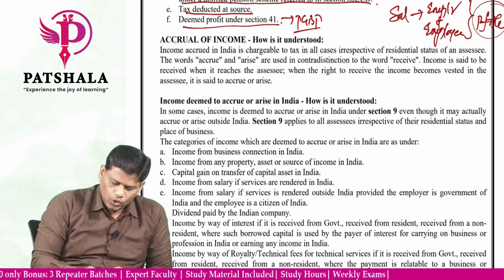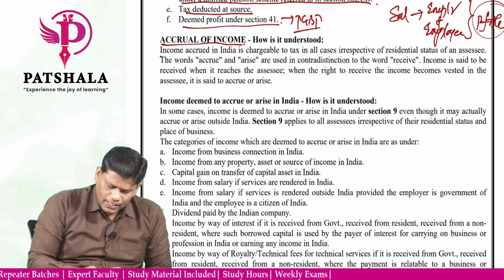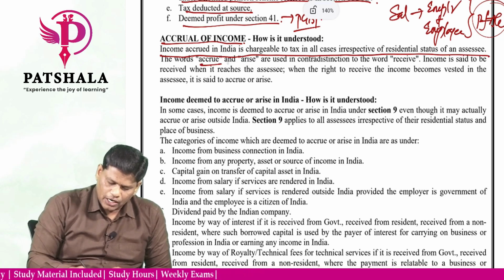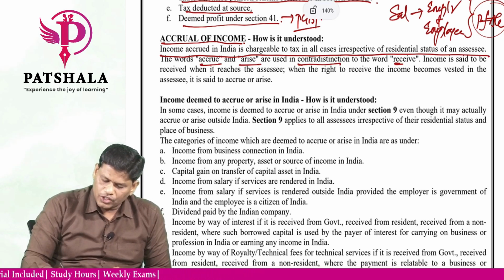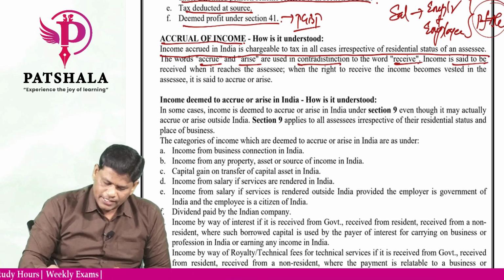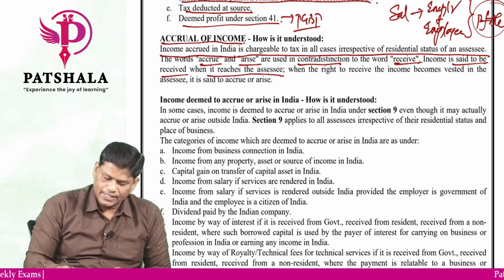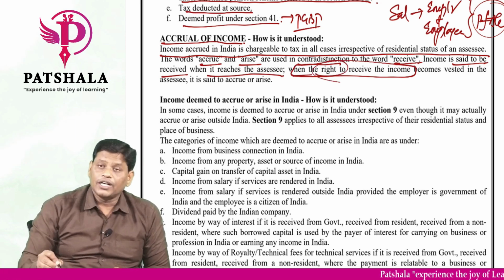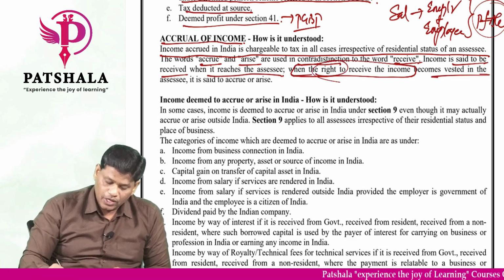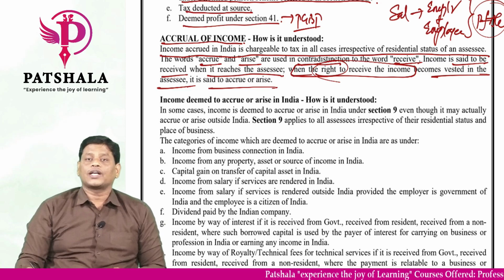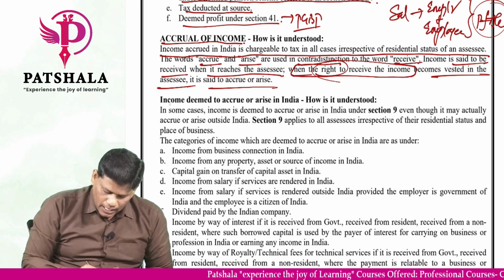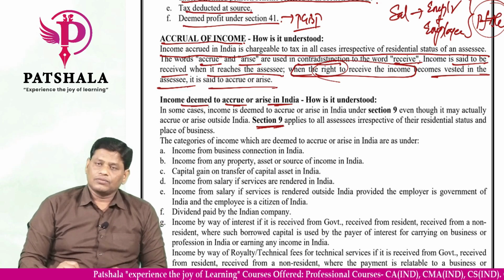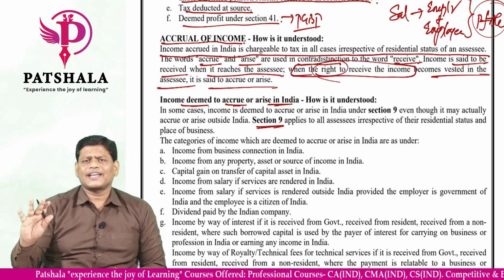Moving forward, accrual of income. Income accrued in India is chargeable to tax irrespective of residential status. The words accrue or arise are used in contradiction to the word receive. Income is said to be received when it reaches the assessee. When the right to receive the income is vested in the assessee, it is said to accrue or arise. As I told you, deeming provisions are also there for accrued or arise as per section 9.